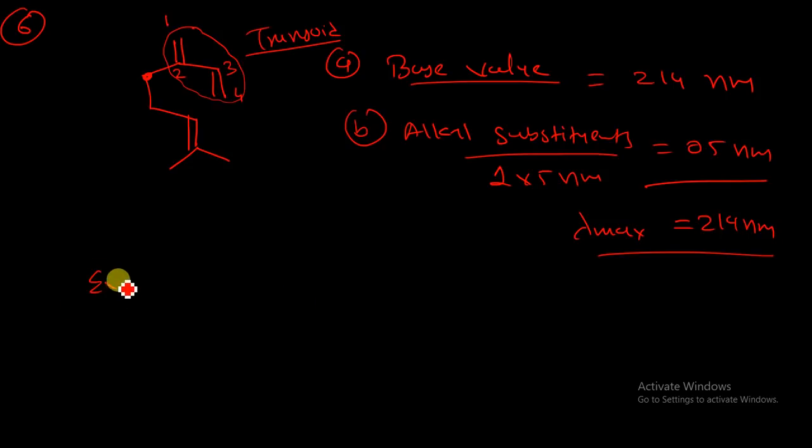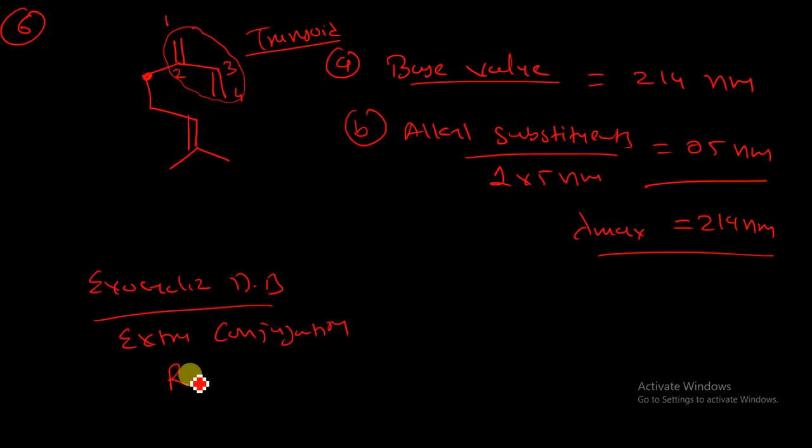There is no exocyclic double bond. There is no extra conjugation, there is no ring residue. Why? Because we are not having any cyclic structure. Here double bond, single bond, double bond, here double bond, single bond, single bond, single bond, and there is a double bond. So now this double bond is not considered as an extra conjugation. Okay, so now let us understand one more example.